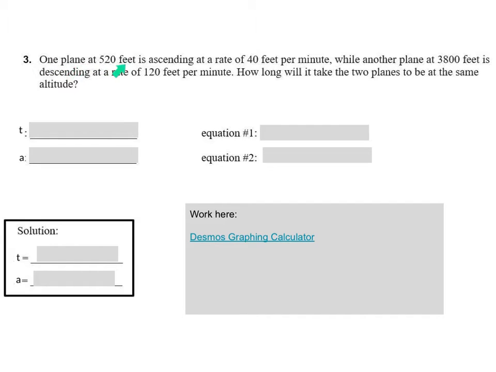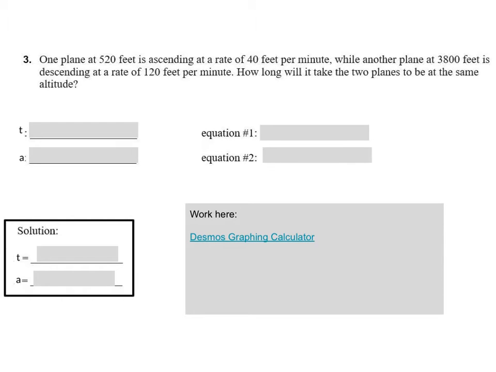One plane at 520 feet is ascending at a rate of 40 feet per minute, while another plane at 3,800 feet is descending at a rate of 120 feet per minute. How long will it take the two planes to be at the same altitude?